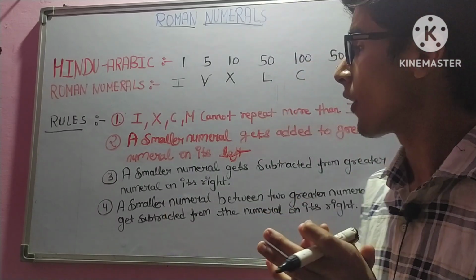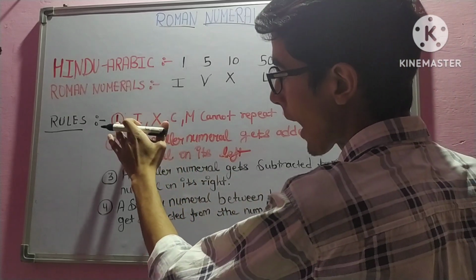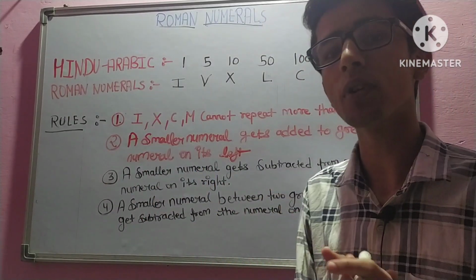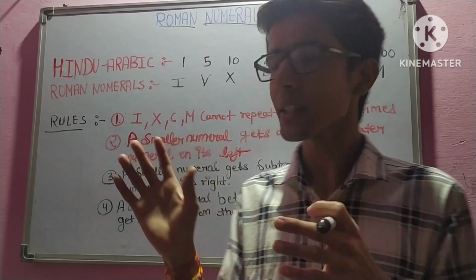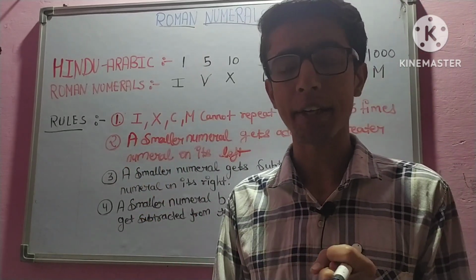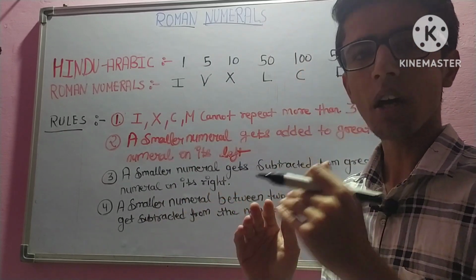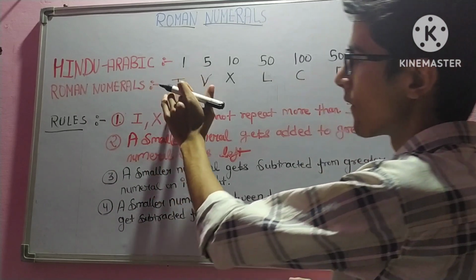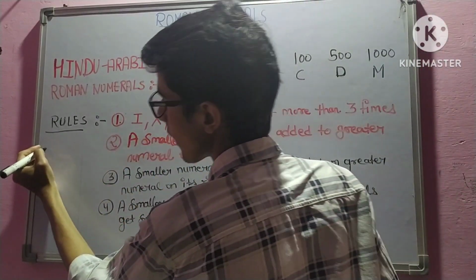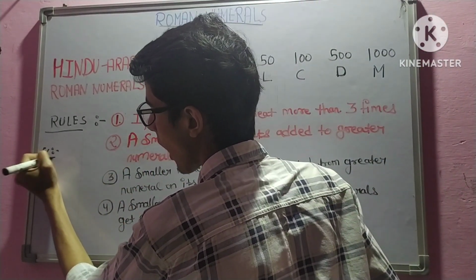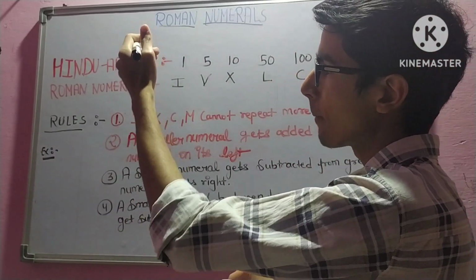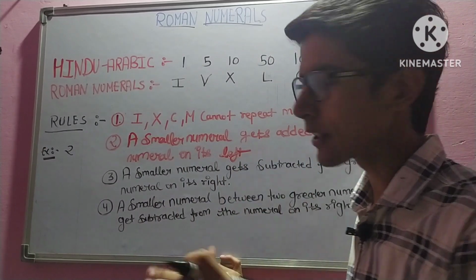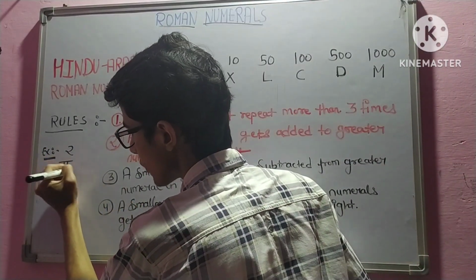So the first rule we study is that I, X, C, M cannot be repeated more than 3 times. These symbols cannot be repeated more than 3 times, meaning the limit of repetition is 3, not more than 3. So I is 1. If we talk about an example, how to change Hindu Arabic 2 into Roman numerals, this is II. I, X, C, M cannot be repeated more than 3 times. So 2 is represented as double I.